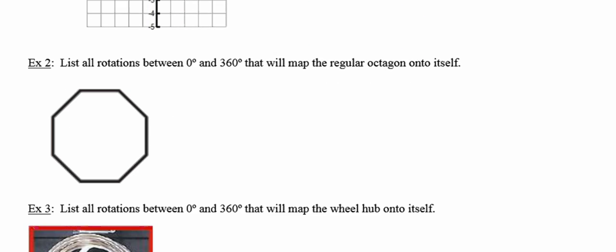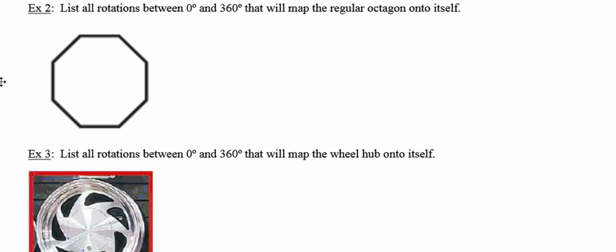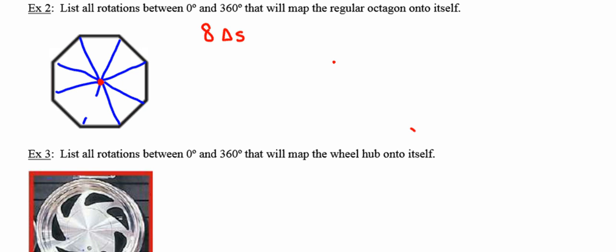Now, when we're looking at regular polygons like we are in number 2, it's understood that the point that we're going to rotate around is going to be the center of that polygon. So it asks us to list all rotations between 0 and 360 degrees that will map the regular octagon onto itself. In order to figure out this question, I'm going to think about this regular octagon as a series of isosceles triangles. If I break that octagon into a series of isosceles triangles, it can be broken up into 8 triangles.